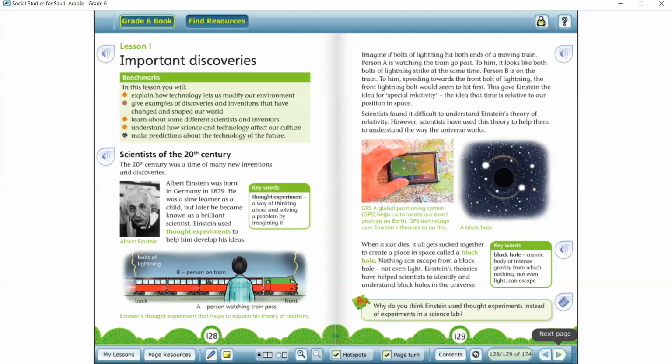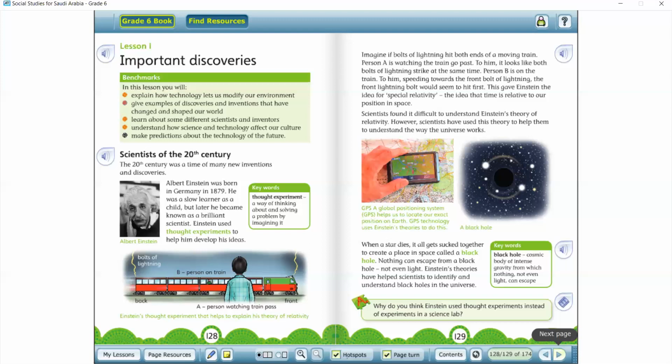And then next to that GPS picture, there is a black hole. You can see the picture there. When a star dies, it all gets sucked together to create a place in space called a black hole. Nothing can escape from the black hole, not even light. Einstein's theory has helped scientists to identify and understand the black hole in the universe.